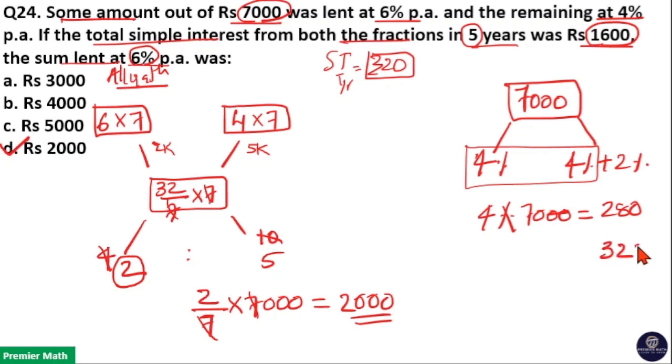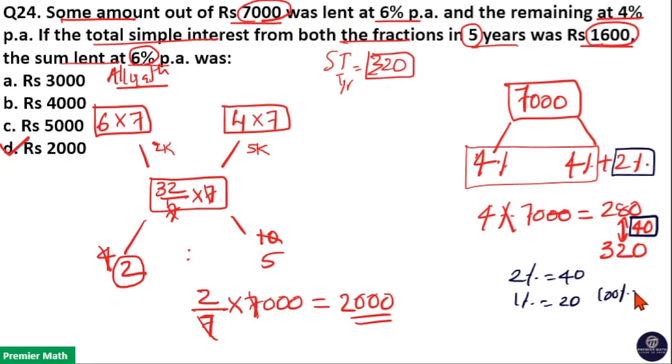So the difference between the annual interest 320 and this 280, 4% of 7000, is 320 minus 280, which is 40. This is an extra 40 rupees. This extra 40 is received from this 2%, because 4% is 280, but the annual interest is 320. So this 40 is this extra 2%. So if 2% is 40, then 1% is 20, then 100% is 20 into 100, that is 2000.